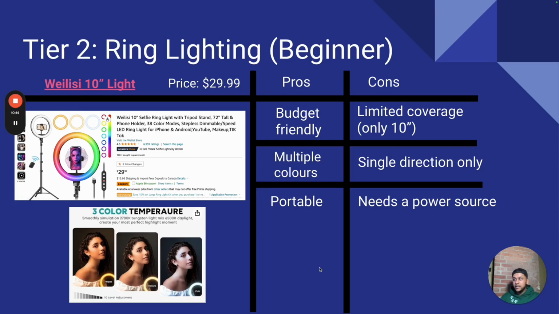So the pros to this one is that it's budget friendly. The second pro is that it has an option for multiple colors. So if you want to do warm white, just plain white, or if you want to change the colors to something like blue, red, you can do that. And the third pro is that it's portable. The cons of this is that it's limited coverage, so it's only about 10 inches, which should be enough, but it's still pretty limited compared to a box light, which we'll get into very soon. It's single direction only, and it needs a power source.